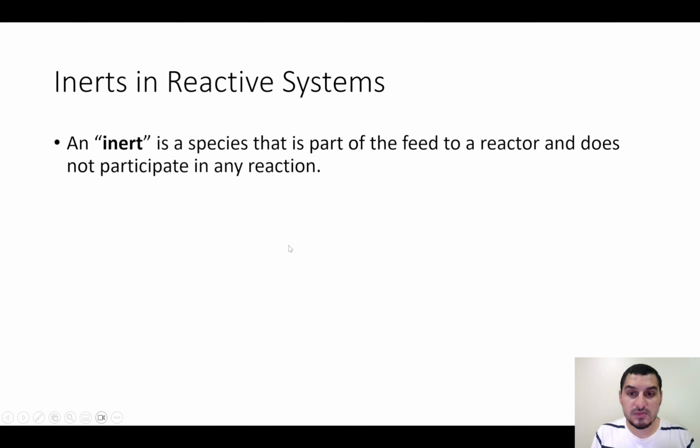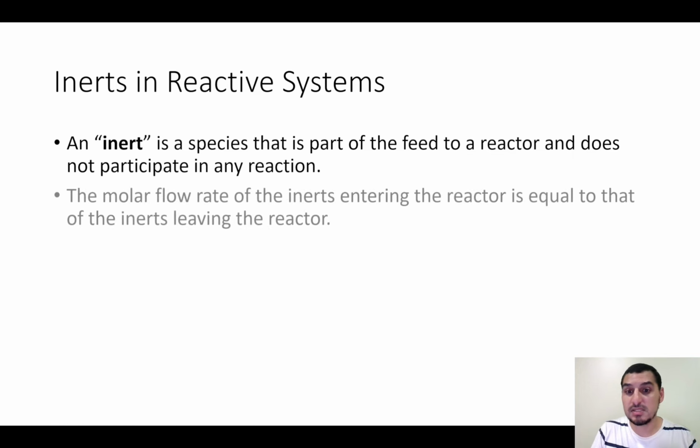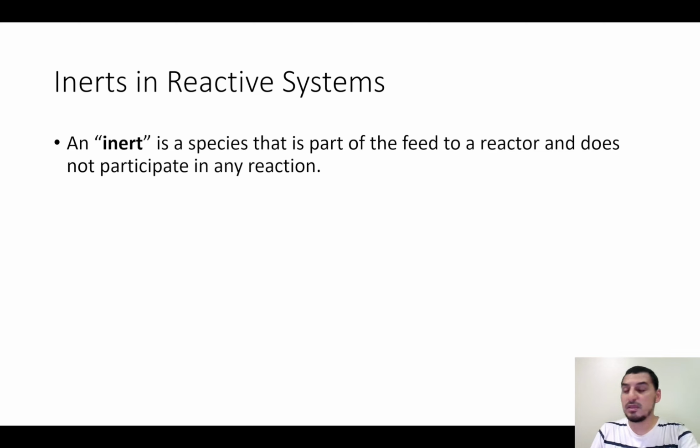So inerts in a reactive system, this term means a species that is part of the feed to the reactor or to the process, but it doesn't participate in any reaction. It doesn't necessarily mean that it's an inert gas. It's not helium, not neon, not argon. It can be, but it's more general than this. It's anything that doesn't react in the conditions of reaction. It can be nitrogen, it can be carbon dioxide, it can be water vapor, it can be anything. As long as it's not reacting, we consider it as inert.